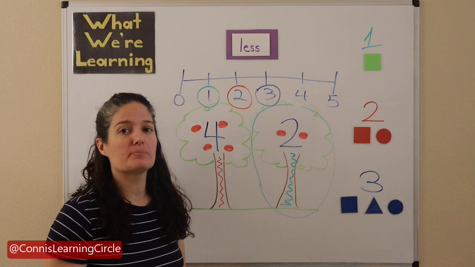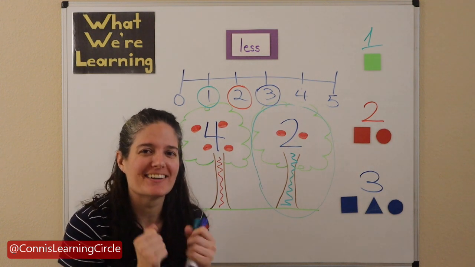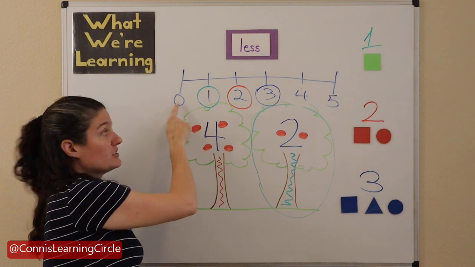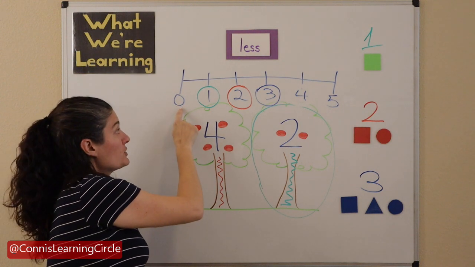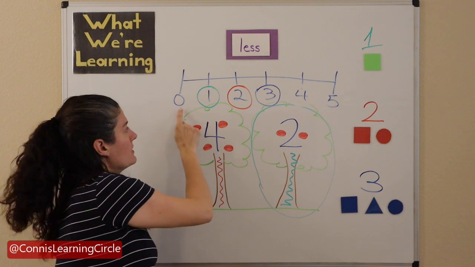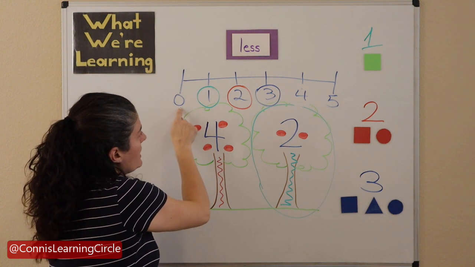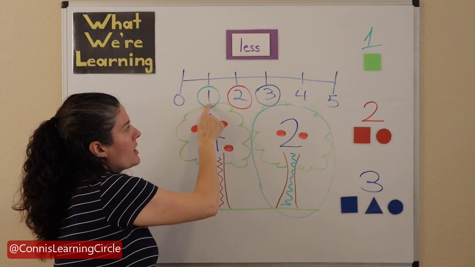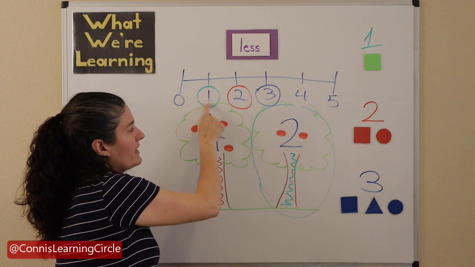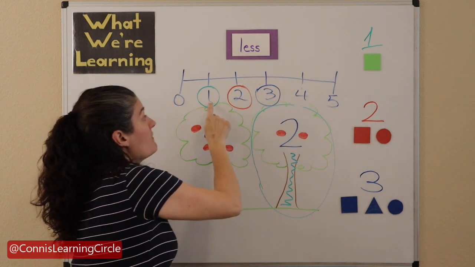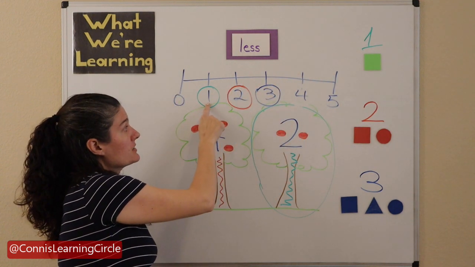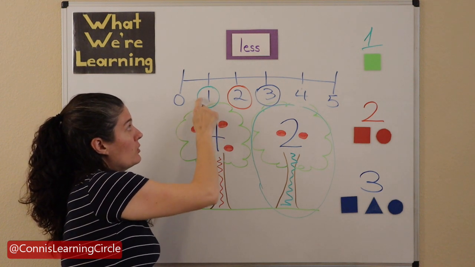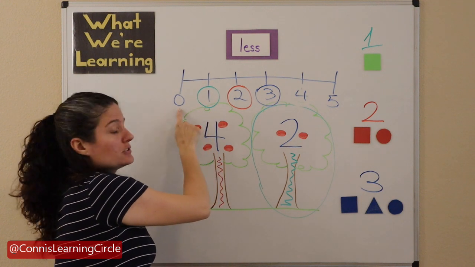Now, we are looking for the group of shapes that has less. The group of shapes that has a smaller number. So we want to find the group of shapes that is closest to our 0, because the closer you are to 0, the smaller your number is. And if we go across, look at that. We get to our number 1 that we circled with our green color for our green group first before we get to any of the other colors. That means that our group of green shapes that only has 1 shape in it is closest to our 0.